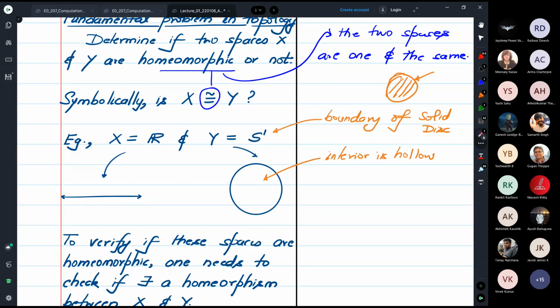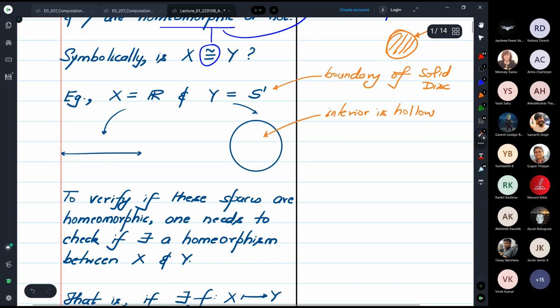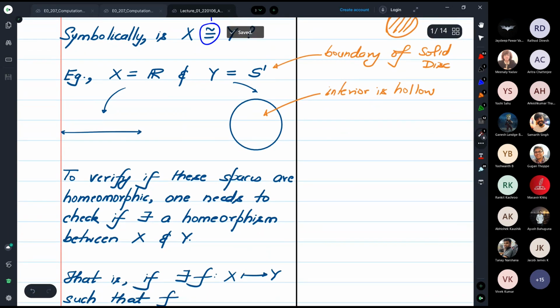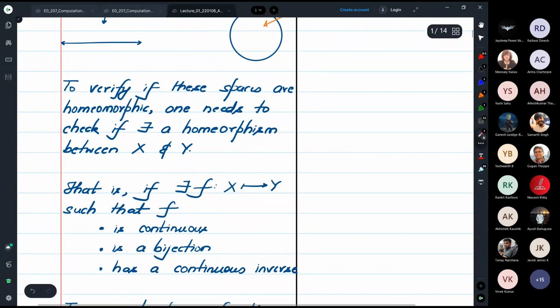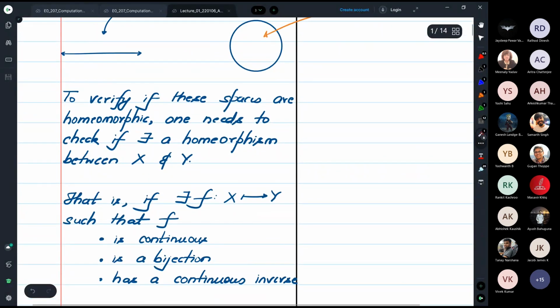Homeomorphic is a technical term. If you haven't heard of homeomorphism before, it's fine. You can, for the time being, think of the question as asking whether these two spaces are one and the same. In the previous class, I gave a formal definition of what homeomorphism means.